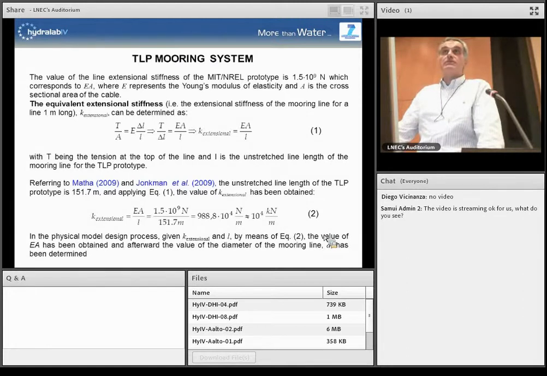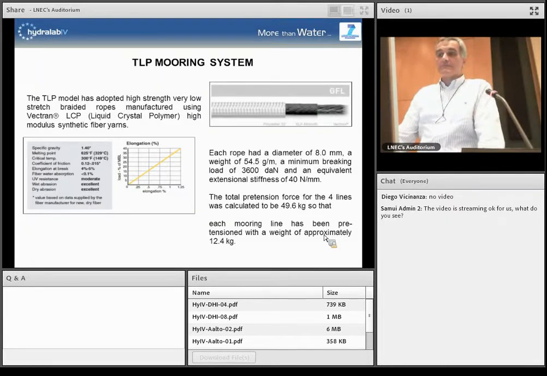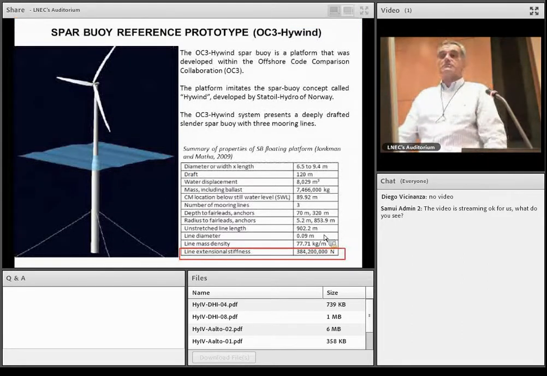Then the spar buoy. We made reference to the OC3 Hywind prototype, which is a spar buoy wind turbine, which has been deployed offshore Norway by the company StatoilHydro. The draft of this structure is, in prototype, 120 meters, and it is deployed in a water depth of 340 meters. These are pictures from the model. The same scale model was adopted, 1 to 40, and the plastic material had a mass density of 1,200 kilograms per cubic meter. In this picture, actually, you can see also the collar, and then the springs, and the ropes to the bottom.